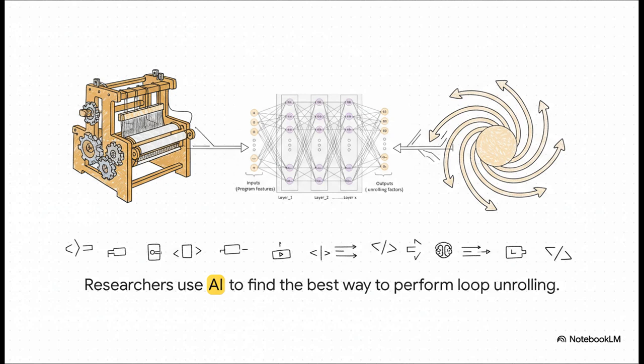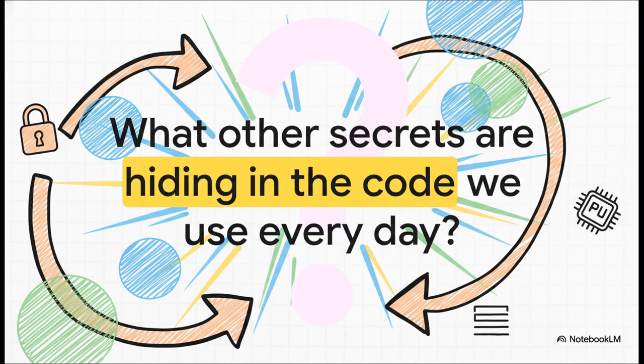That loop unrolling technique we just mentioned, it turns out that figuring out the perfect way to do it is so complex that researchers are now using artificial intelligence to try and solve it. So a concept that started with mechanical looms is now a problem so hard, we need AI to figure it out. So we started with a simple definition and ended up with a problem so challenging that it requires machine learning to solve. It really makes you wonder, if a basic building block like the loop contains this much history and this much hidden engineering genius, what other incredible secrets are hiding in plain sight in the code that runs our entire world?